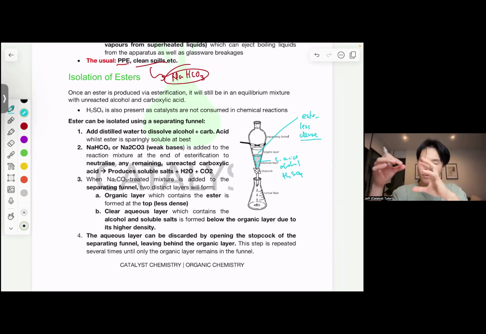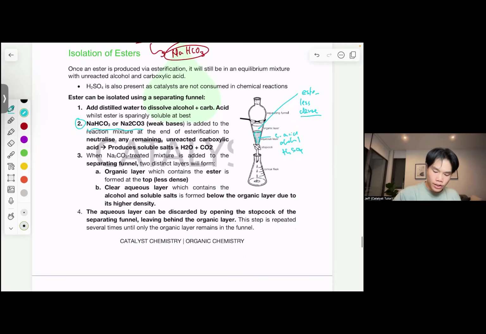Once you place it in, you've done this all in an external beaker, and you place it in and mix up your separating funnel. You can also add in a step, and this is ideal, where you add NaHCO3 or Na2CO3, which are weak bases, to your whole reaction mixture, because it will react off any of the acid. The carboxylic acid and the H2SO4 both will get reacted, making soluble salts, which will sit in the aqueous layer, as well as H2O, which just makes more in your aqueous layer, and CO2, which escapes. So it's taking some of that carboxylic acid out for you and making really soluble substances that will just sit in your aqueous layer.